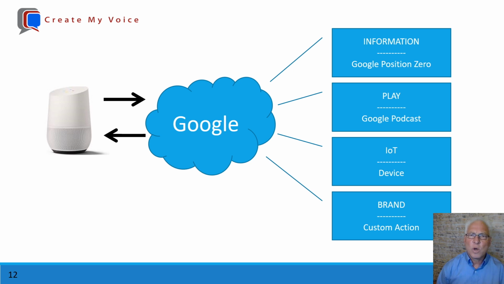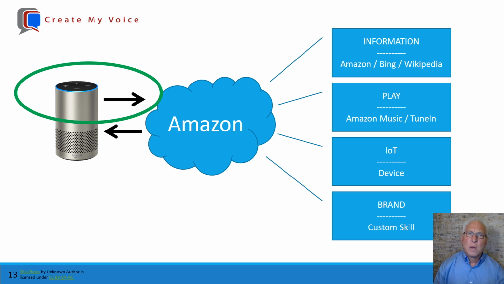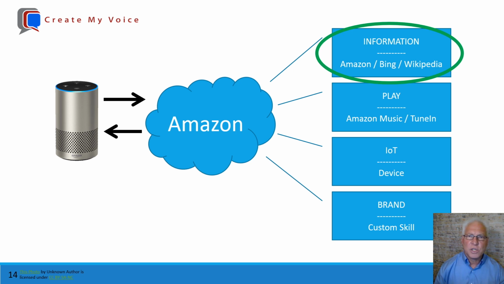Next, let's take a quick look at Amazon devices. Amazon is similar to Google with a few differences. The first difference is the wake word. Amazon defaults to the wake word Alexa, but you can change it to the word Echo or computer. The next difference is with questions. Instead of Google's featured snippets, it appears that Amazon uses Bing, Wikipedia, and its own knowledge base to answer questions.